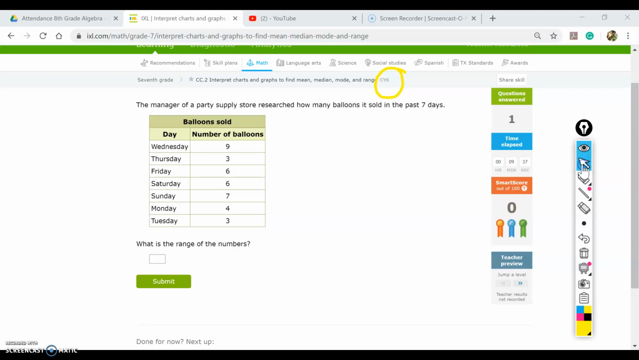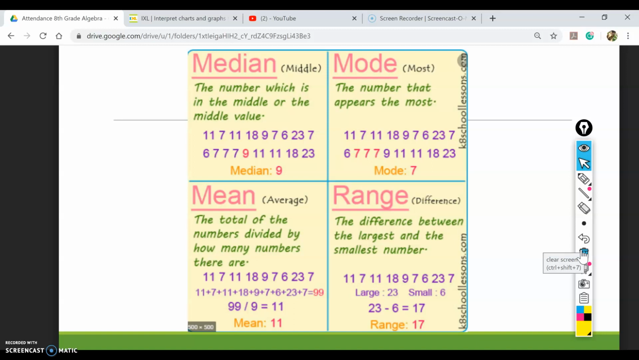From the past video to this video, we're going to be talking about the same thing, which is the mean, the median, the mode, and the range. In case you don't have this PowerPoint open, make sure that you open it and go through it and understand what the median, the mode, the mean, and the range are.